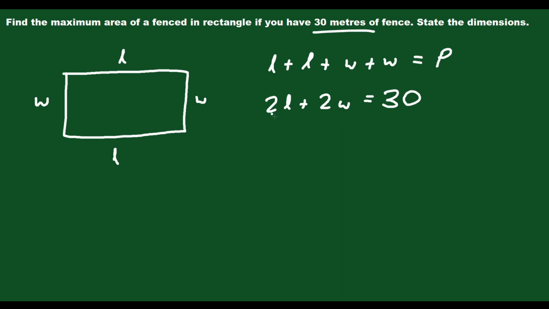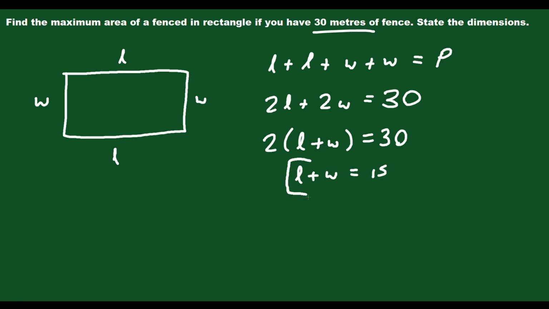And then you could even factor this side. You could say 2 times (L plus W) is equal to 30. And actually, if you divide both sides by 2, you could say L plus W is equal to 15. So this is the most simplified version of this equation that we could make. You could leave it in any of these other forms, but this is really going to make things easier for us if you write it like this.